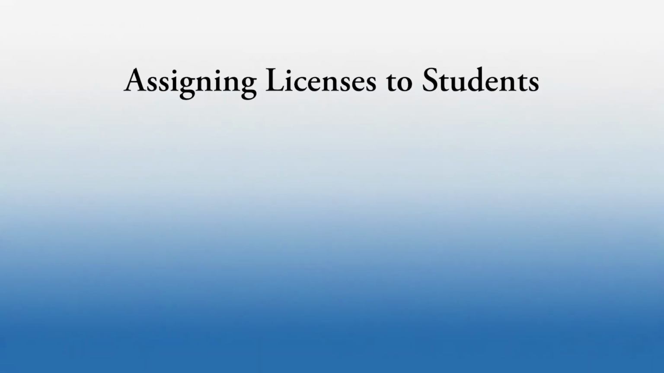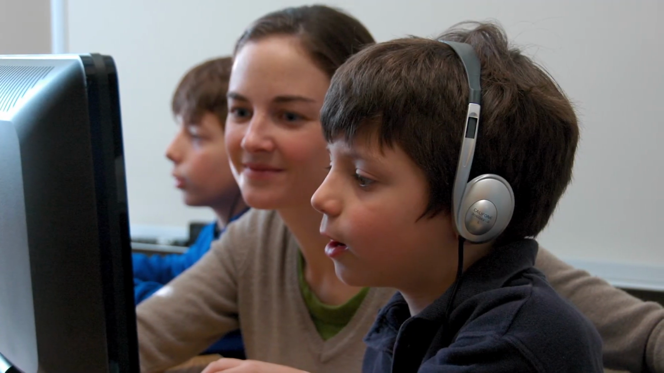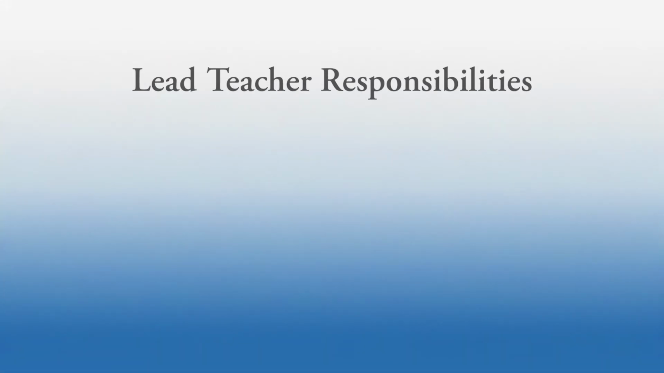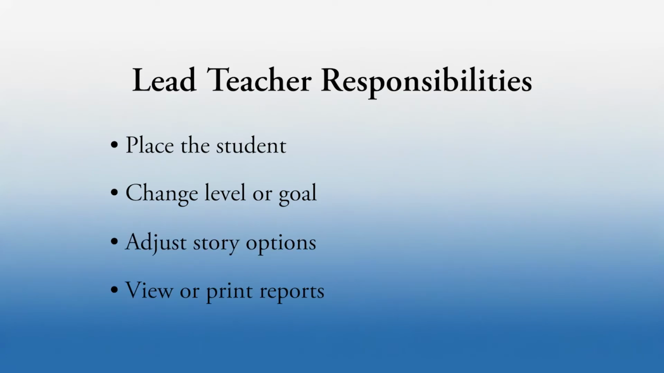Angela has set up the schools, staff members, and students at Springfield. Now she or another staff member needs to assign licenses and lead teachers to students. To work in Read Live, each student must have a license and a lead teacher. The lead teacher makes educational decisions in Read Live for the licensed student. These decisions include placing the student, changing the student's level, goal, or story options, and accessing the student's reports.